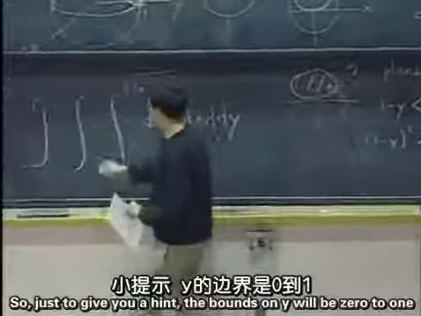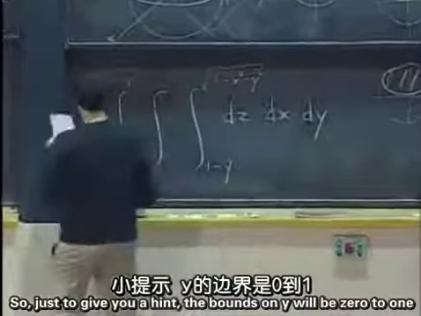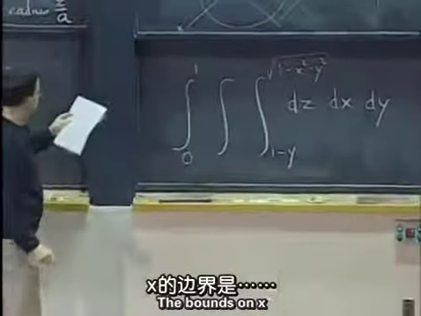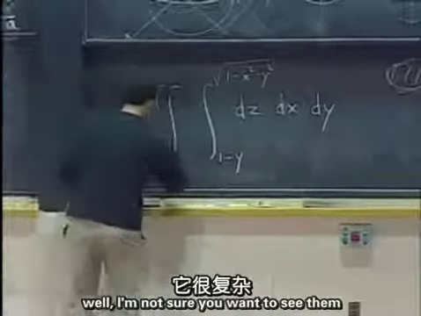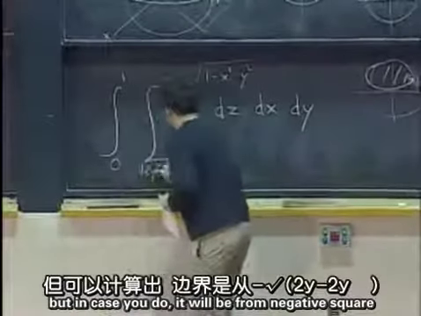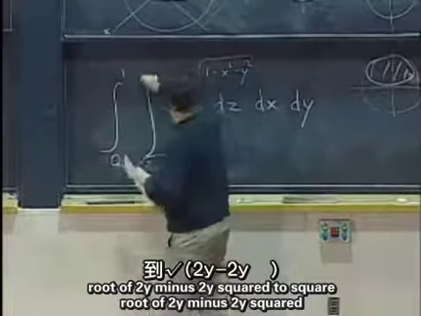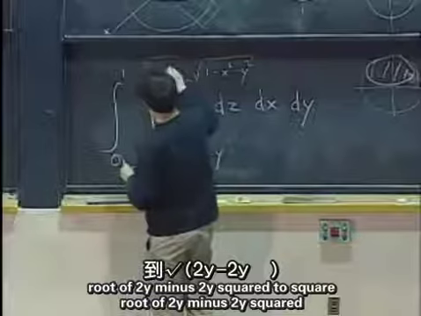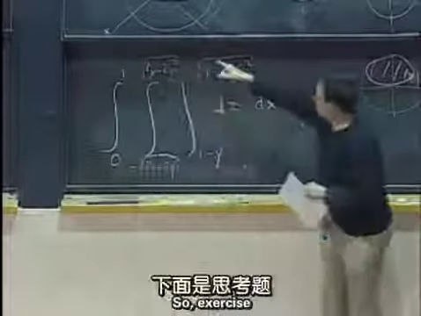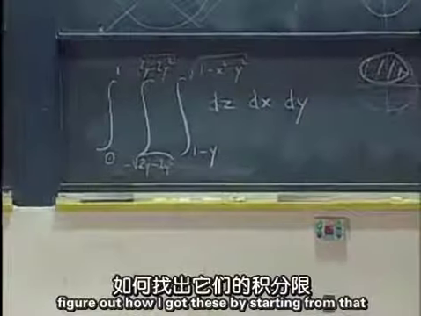Just to give you a hint, the bounds on y will be 0 to 1. The bounds on x, well, I'm not sure you want to see them, but in case you do, it will be from negative square root of 2y minus 2y squared to square root of 2y minus 2y squared. So exercise: figure out how I got these by starting from that.